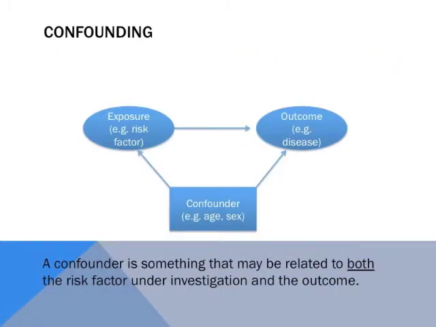These other factors are said to confound the association under study. A confounder is something that may be related to both the hypothesized risk factor under investigation and the outcome, usually a disease. As such, it muddies the water when you're trying to figure out exactly what causes what.